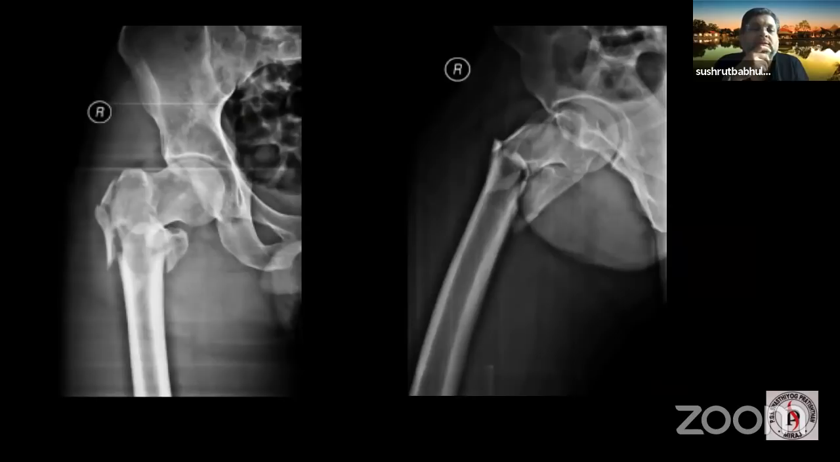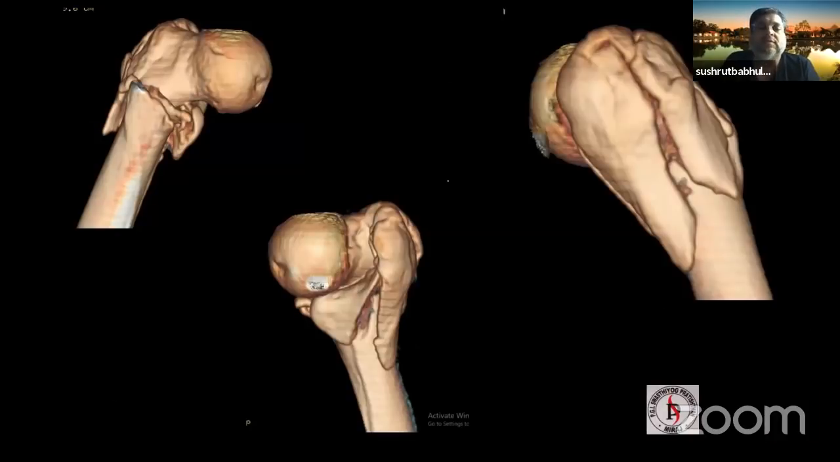So this is the X-ray. The X-ray obviously is also showing some shattering of the lateral wall, a postero-medial fragment there. Let's see the CT. Of course you have done the CT, which we have seen.